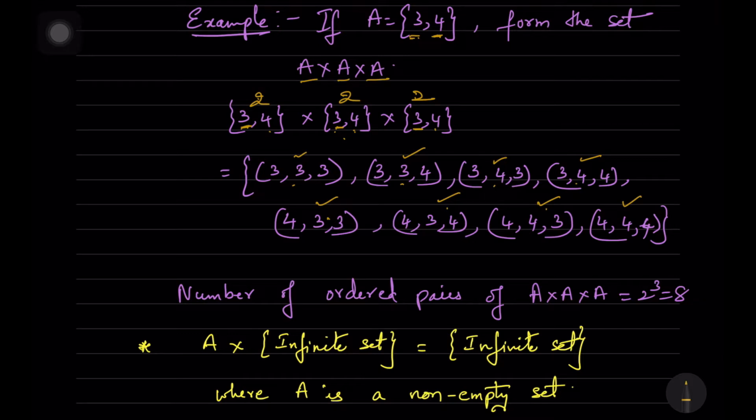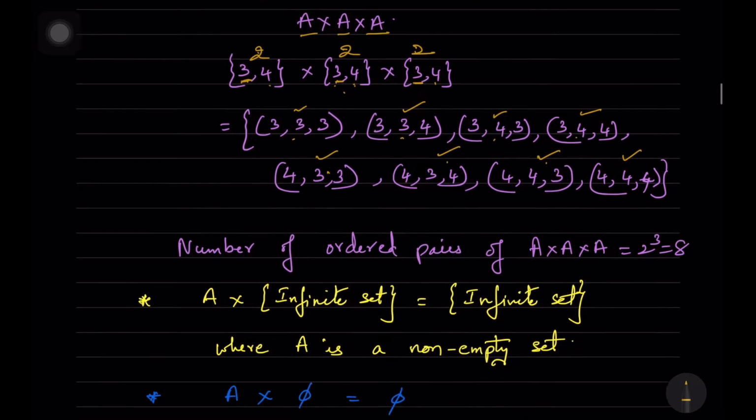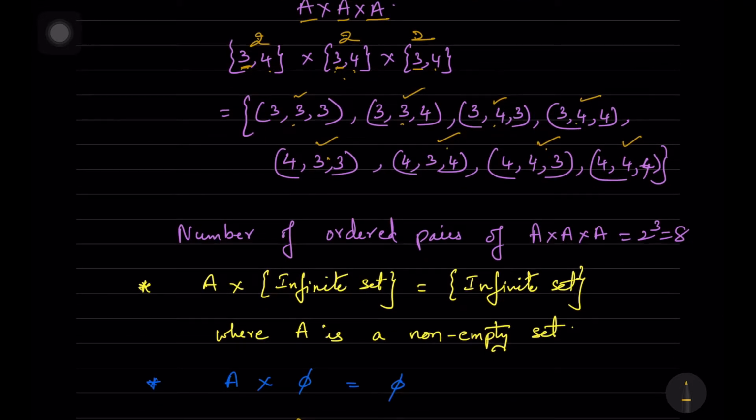Now next, A cross an infinite set is always equal to an infinite set, because even A cross any infinite set is the same. So here you'll get again the product, because the second set has an infinite number of elements. A cross an infinite set will also have an infinite number of elements, where A is a non-empty set.